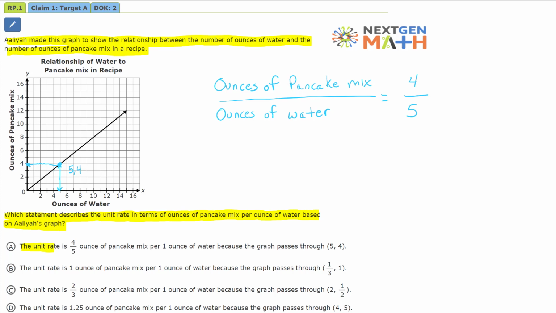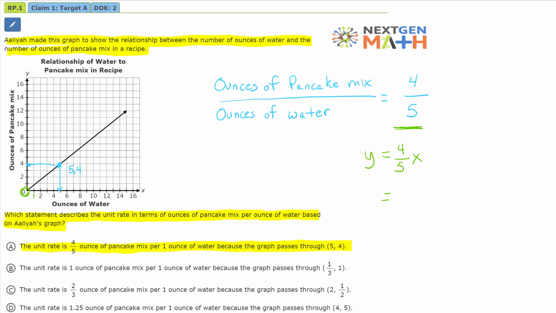It says this: the unit rate is 4/5 ounce of pancake mix per 1 ounce of water because the graph passes through (5, 4). Knowing that this is the unit rate of 4/5 and the graph goes through the point (0, 0), or the origin, we can set up an equation of y equals 4/5 times x, where y is ounces of pancake mix and x is ounces of water.